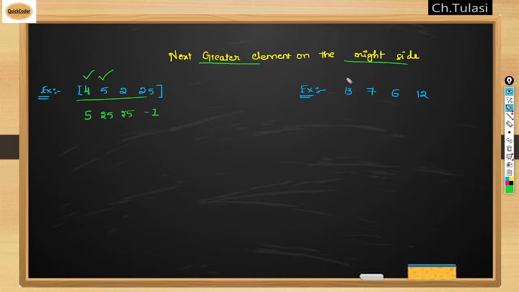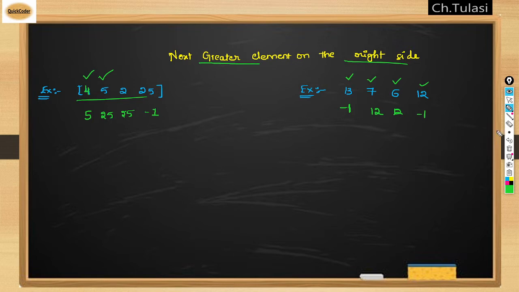Coming to here, when we are at 13, the next greater element, there is nothing, so we have to write -1. If we are here, the immediate greater element is 12, not 6. For 6, it is 12. For 12, again it is -1. So how can we implement this?